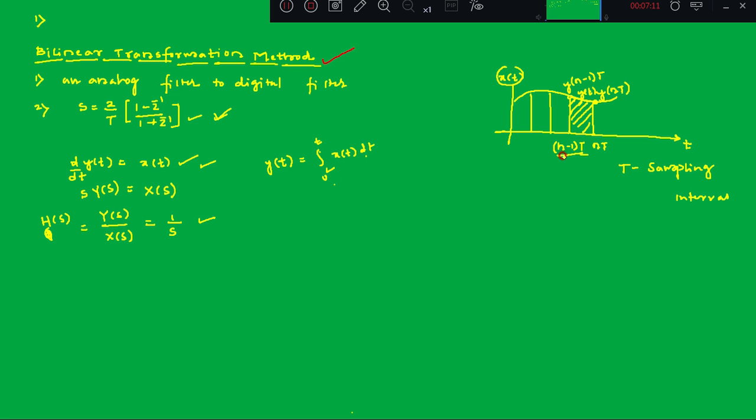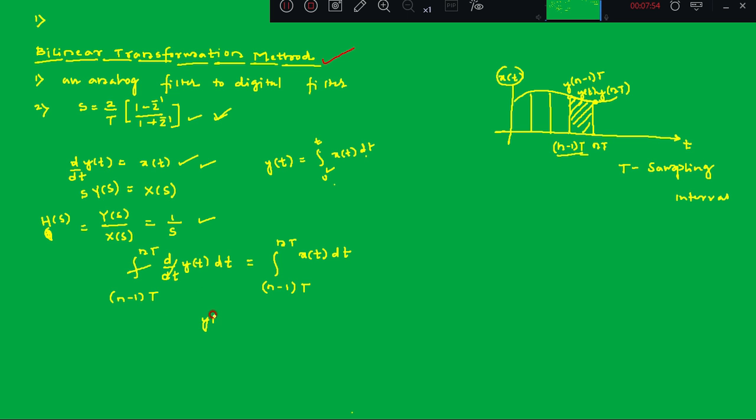So what is the lower limit? n minus 1 times T. So I will apply here n minus 1 times T, and here it is n times T. d by dt of y of t is equal to x of t into dt, again with integration from n minus 1 times T to n times T. So here it is x of t into dt. Understood? Here the integration and differentiation will get cancelled, so you will get only y of t.